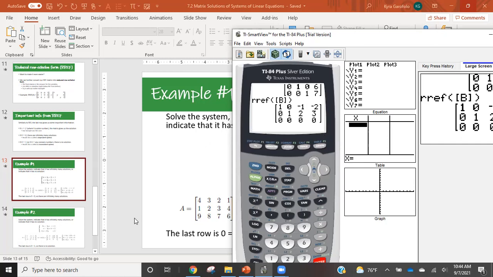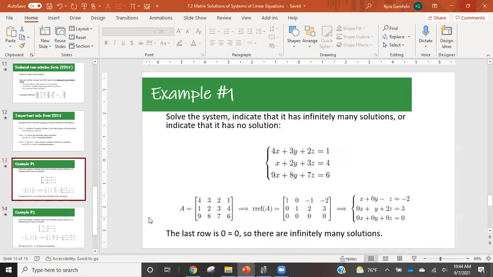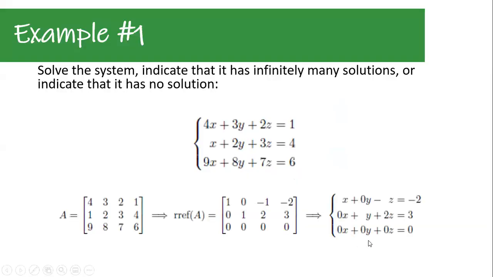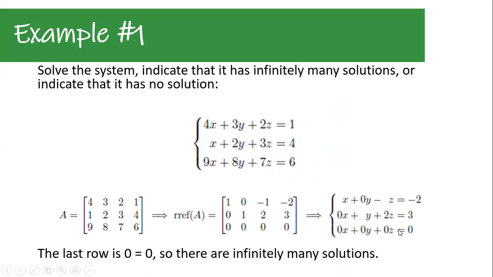We're left with that statement that 0 equals 0, which remember gives us a dependent system, which tells us there are infinitely many solutions. If we want to write it in terms of the system and not just the matrix, this is what we get. And since that bottom row is 0 equals 0, we know that there are infinitely many solutions. In other words, this is a dependent system.